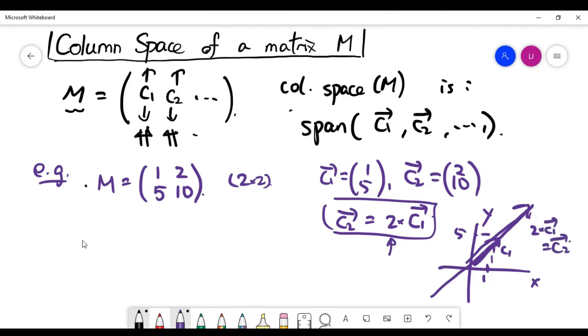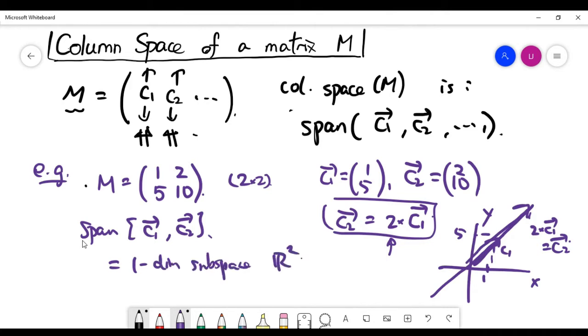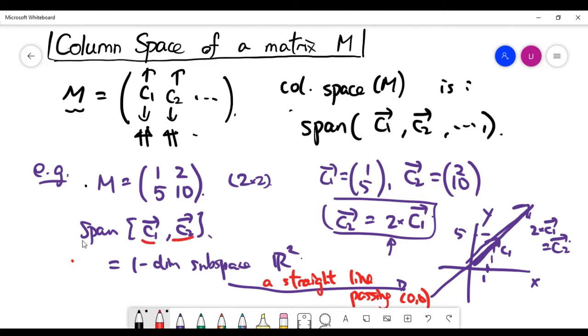So what does it mean? It means that when you look at the span of the two column vectors now, it's just a one-dimensional subspace in R2. Right, and we can describe this one-dimensional subspace by using this line. Let me write it down here. It's a straight line that passes through the origin, and the direction of this line obviously is governed by the direction of column 1 or column 2.